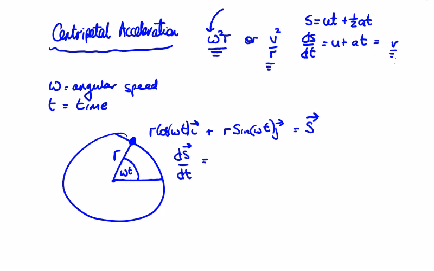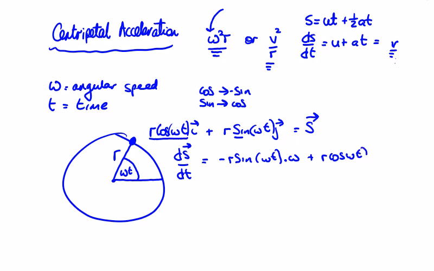So if we differentiate cos, we get minus sine. I'm just going to jot these down. Cos goes to minus sine and sine goes to cos. So differentiating r cos wt, r is a constant, so we're going to get minus r sine wt, and we differentiate the angle with respect to t, we're going to get w. And then if we differentiate sine, we're going to get cos, so that will be plus r cos wt. Differentiate wt, we get w.